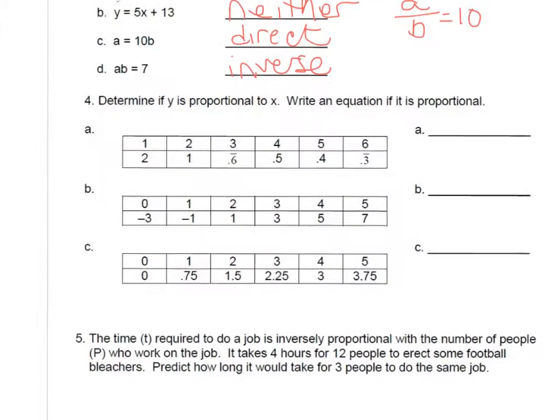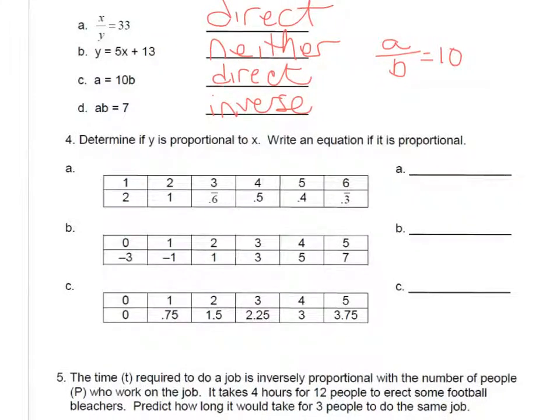So now for our tables, I have to look for a pattern. First off, these should be labeled X and Y, so you can add that to your packet. Sorry, that's missing. So if I multiply the X's and the Y's and I get the same number, it's going to be inverse. Or if I divide, it's going to be direct.